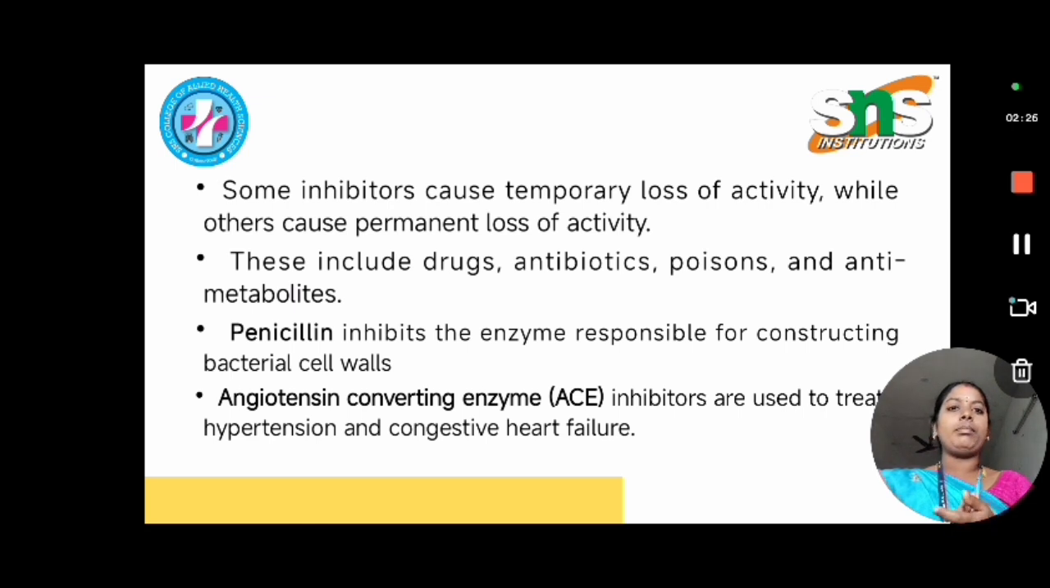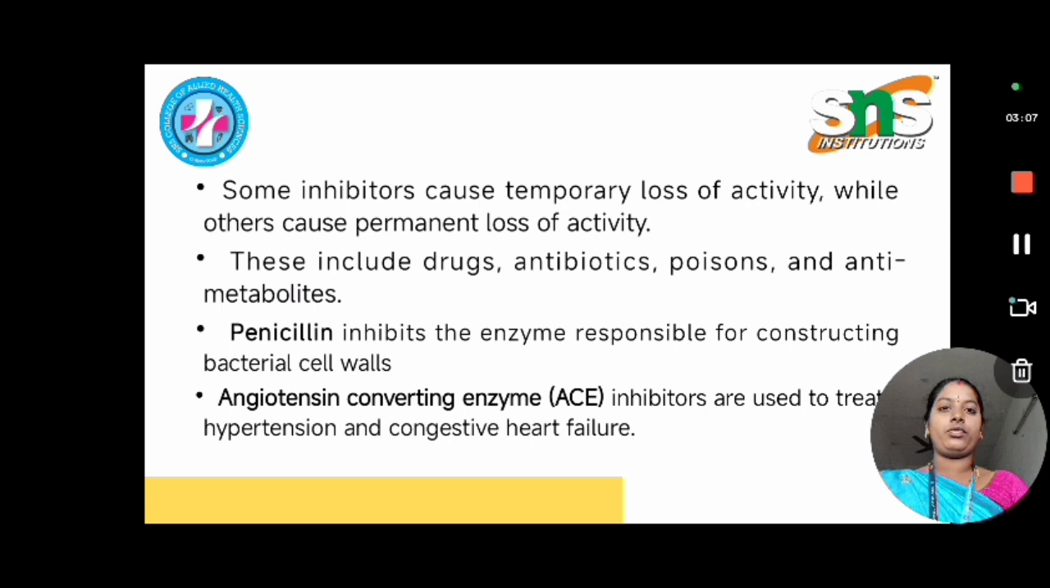Some inhibitors cause temporary loss while others cause permanent loss. For example, in case of intake of drugs, antibiotics, poisons or antimetabolites, our body's chemical reactions will get stopped. If we are ill, we are supposed to take drugs and medications like chloramphenicol, penicillin, ampicillin. These inhibitors may stop the chemical reactions that occur in our body, and it affects our metabolism and leads to energy disruption.